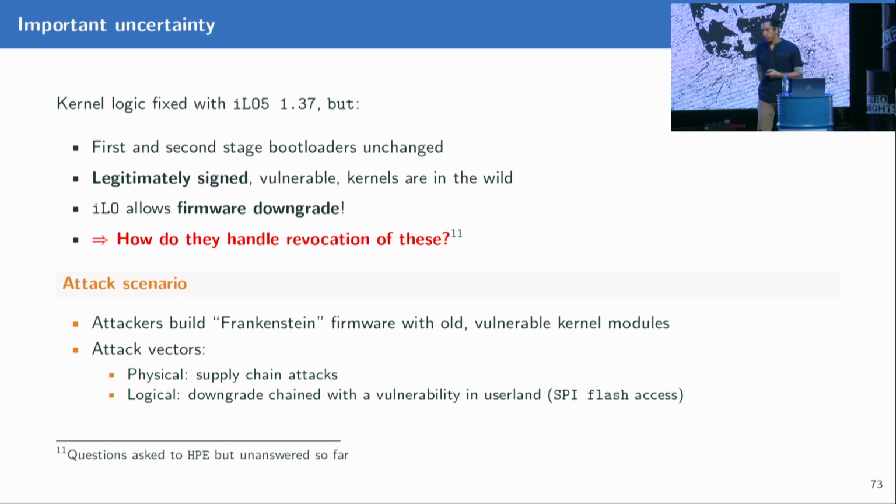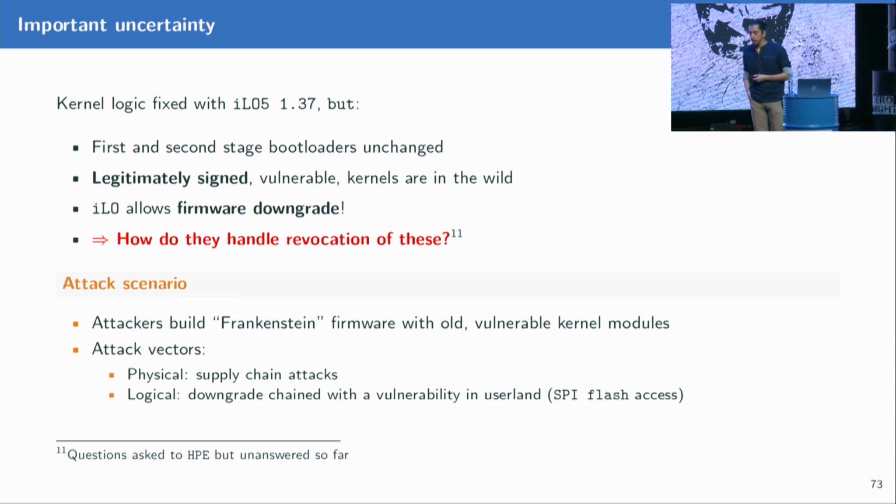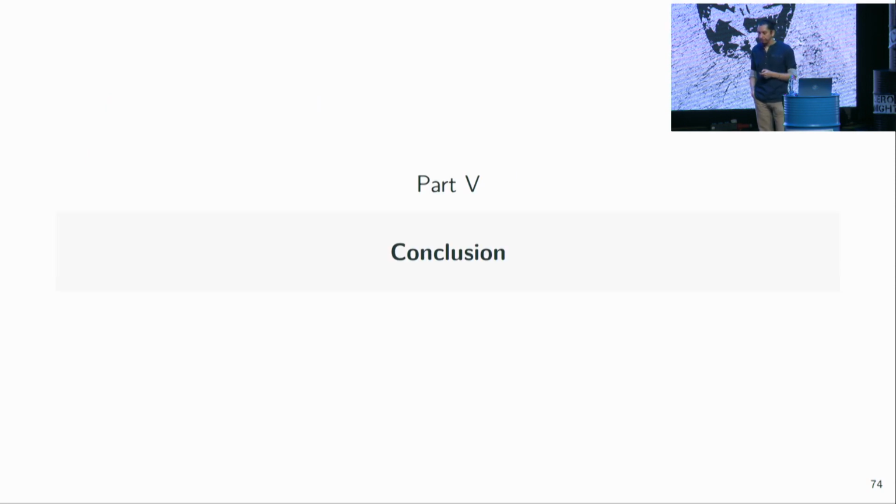We have also tried to update to a fixed version of the firmware, iLO 1.37, and then downgrade to a vulnerable version, and it works perfectly. So it's a big issue because we still have an attack vector, a physical attack vector like a typical supply chain attack, but also a logical one. If a new vulnerability is found in the web server or anything, and we can access the SPI flash memory, we can do the exact same thing.